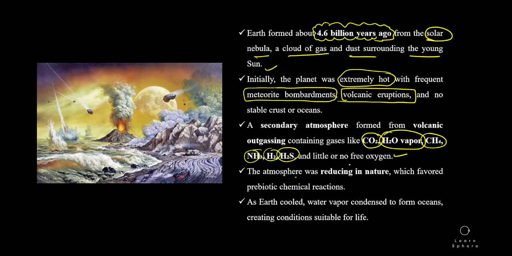The atmosphere was reducing in nature. Reducing environment means the environment which contains gases like CO2, H2O vapors, methane, NH3, H2 and H2S, these kinds of gases which are accumulated in the atmosphere. This type of atmosphere is called reducing atmosphere. This kind of atmosphere favors prebiotic chemical reactions. As earth cooled, water vapor condensed to form oceans, and these conditions were suitable for the creation of life.